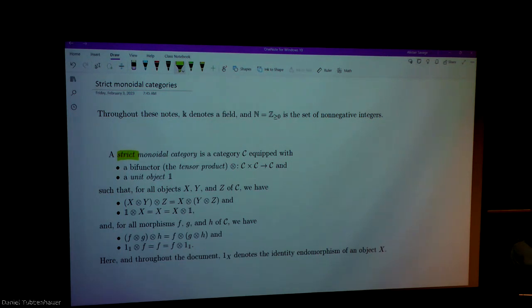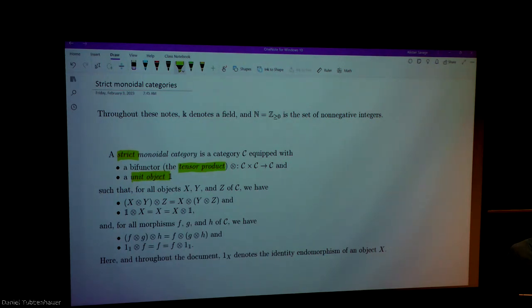It's some category C. And we'll assume for our purposes that all our categories are small, so they have an actual set of objects. The category C is equipped with a bifunctor, which we call the tensor product, which goes from two copies of the category to the category. Right? So it takes two objects, and the tensor of them gives another object, and the same for morphisms, you take the tensor product of morphisms. And we've got a particular object called the unit object, which we will always denote by a boldface one, the unit object in whatever category we're working with.